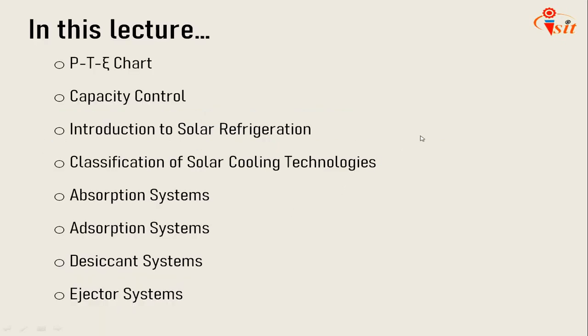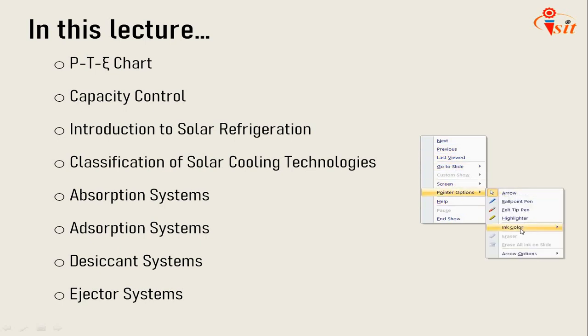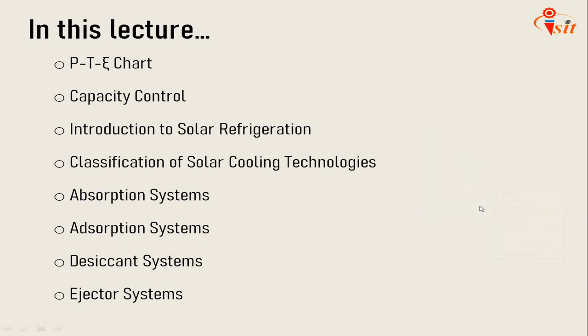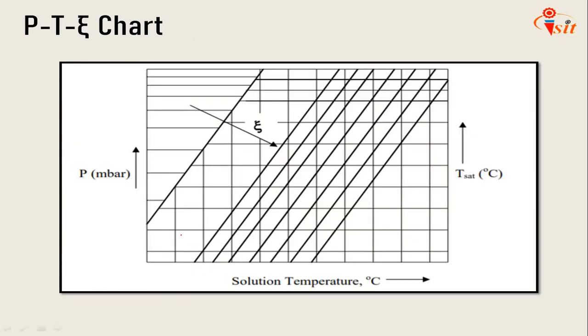Today we will see the following points such as the PT Zeta chart, capacity control, introduction to solar refrigeration system, classification of solar cooling technologies: absorption system, adsorption system, desiccant systems and ejector system. So those are the types of solar cooling technology that we will see one by one. First we'll go through the PT Zeta chart.